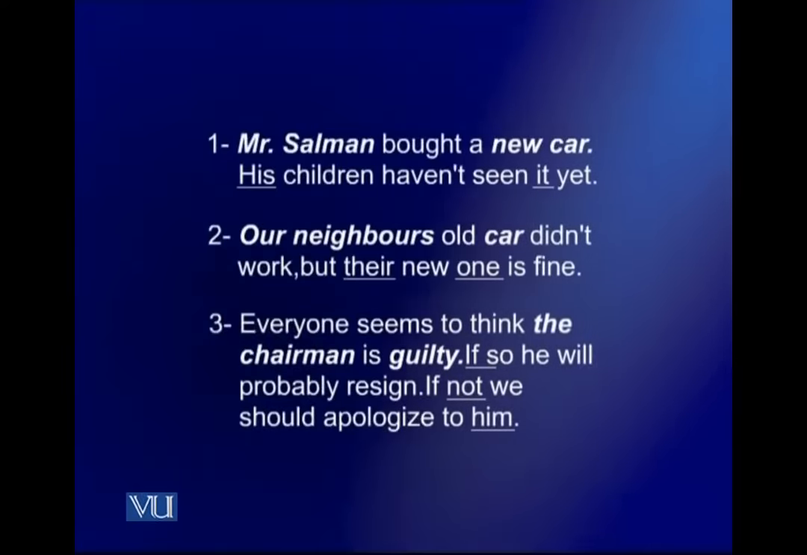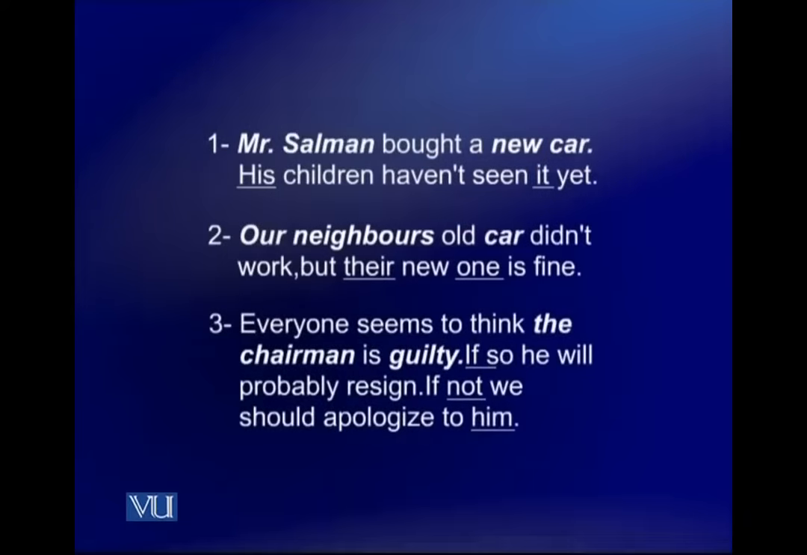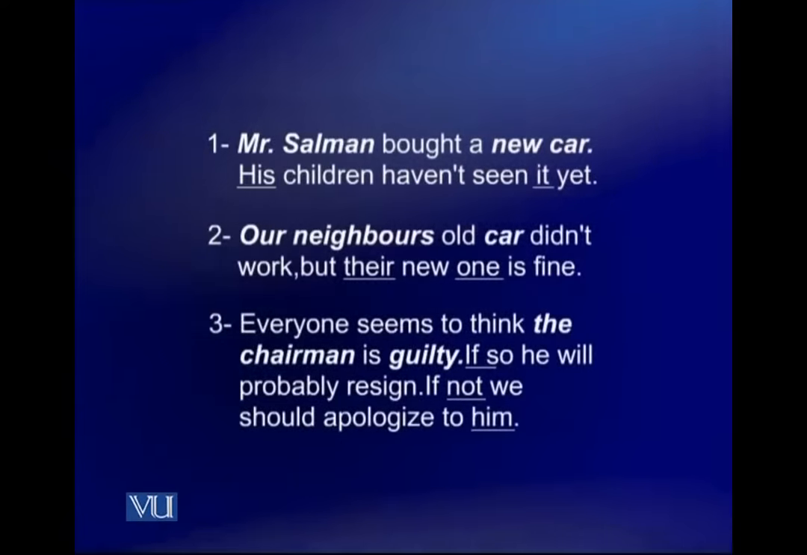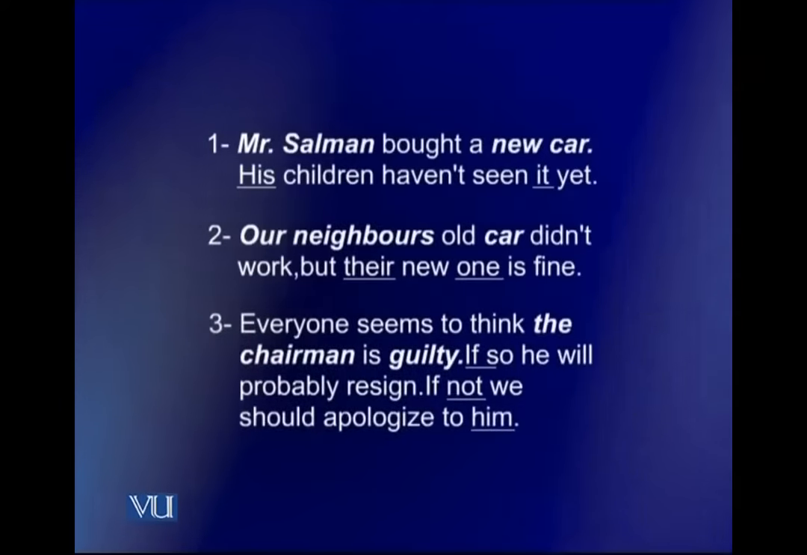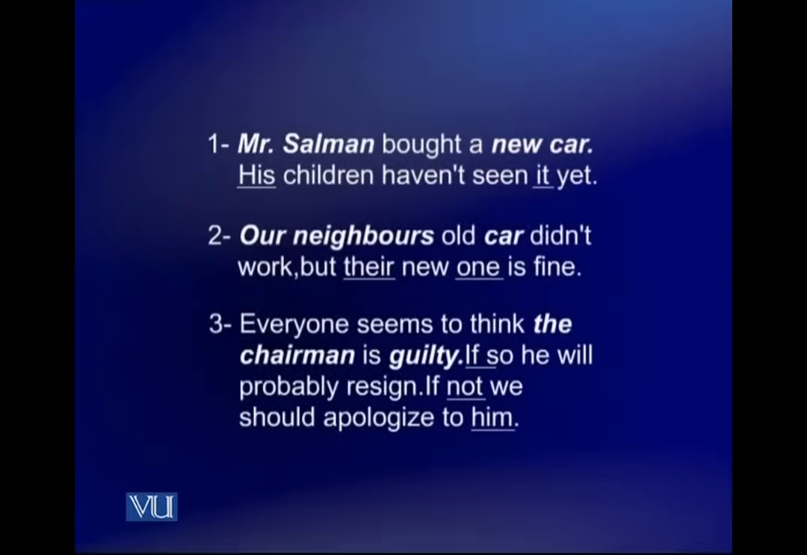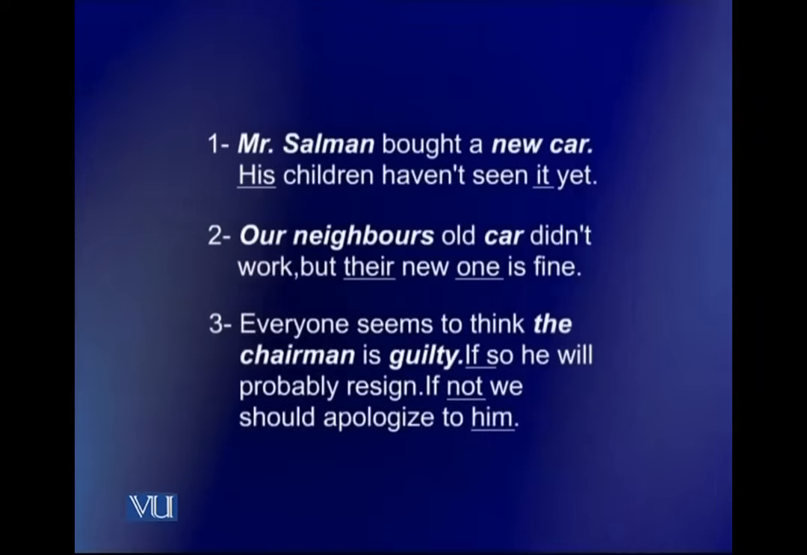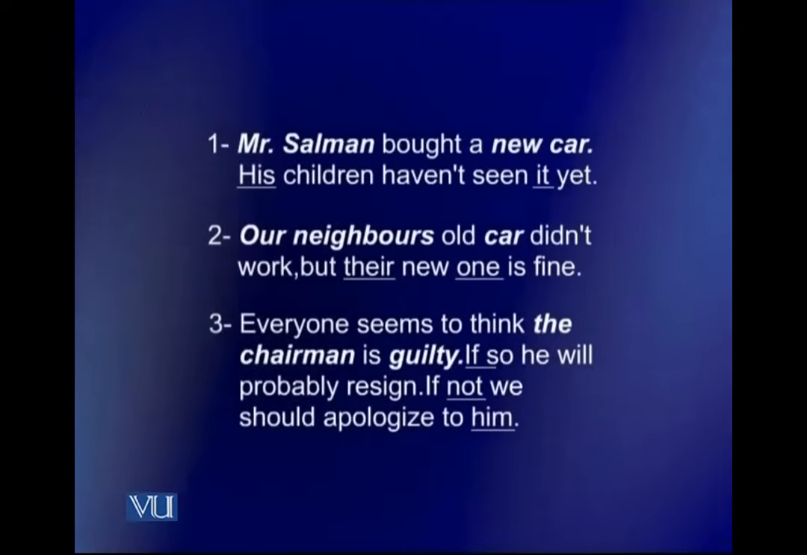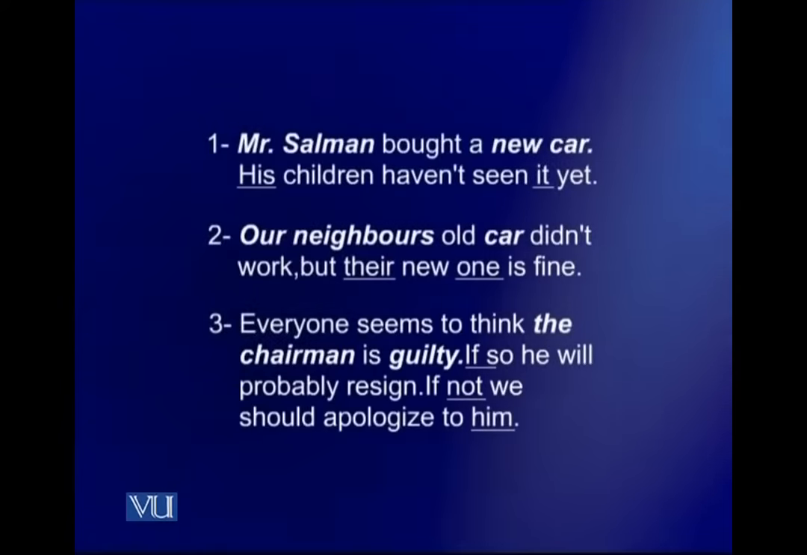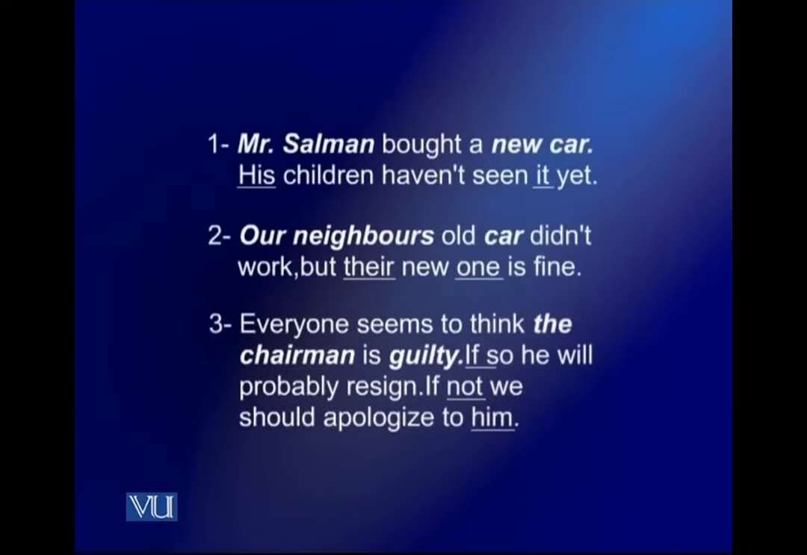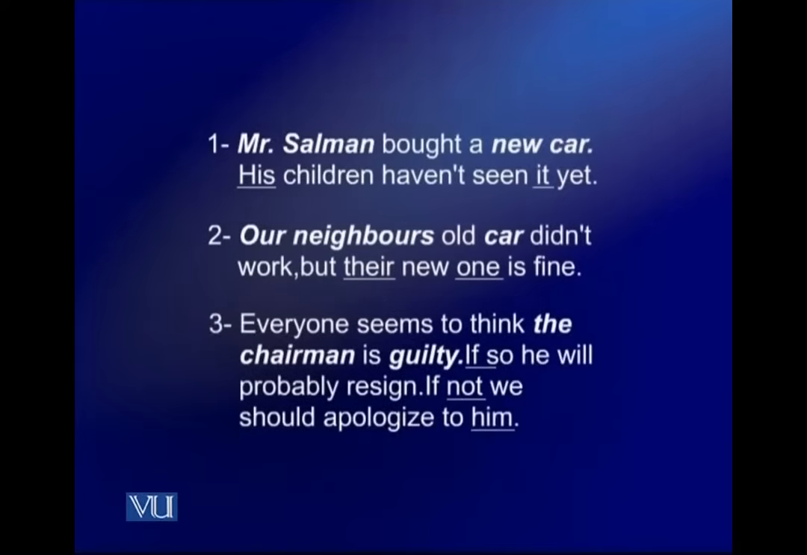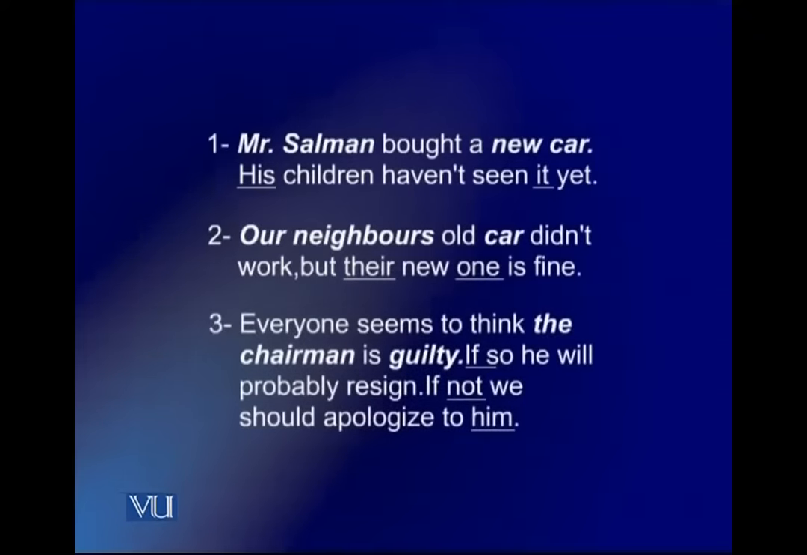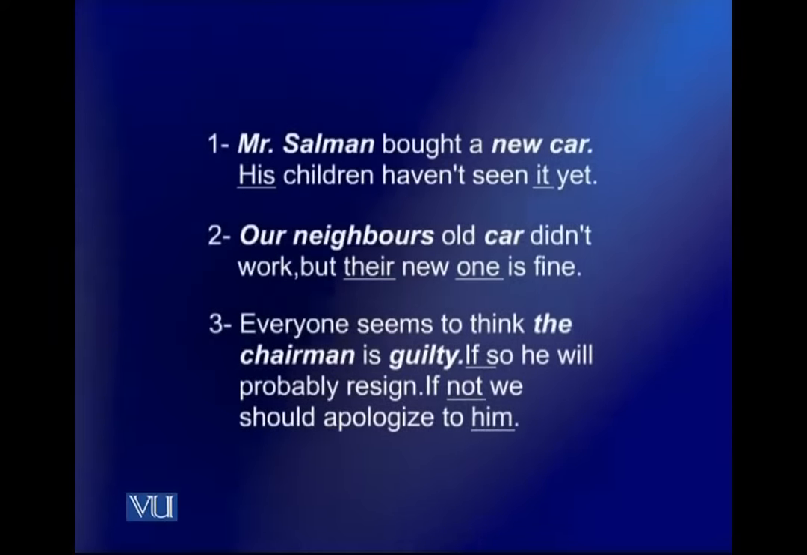Let us look at sentence 3. Everyone seems to think the chairman is guilty. If so, he will probably resign. If not, we should apologize to him. These are 3 sentences. The first one has the chairman and guilty in italics. And in the second half, we have the 3 words so, not, and him underlined. Him refers to the chairman, and the word guilty has 2 words in the second and the third sentences. If so, so refers to guilty. And if not, not also refers to guilty.